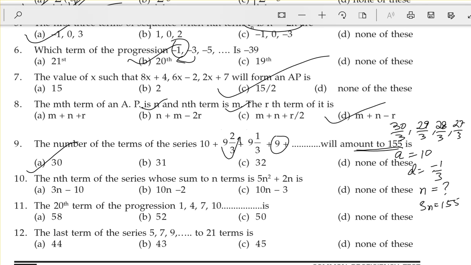Okay, the nth term of the series whose sum to n terms is 5n square plus 2n. You must remember, I taught you this in lecture, that whenever the sum of an AP is written as Pn square plus Qn, then the first term A is P plus Q, so 5 plus 2, that is 7, and D will be simply double of P, 5 2s are 10. So we have A and D already in our hand. Now it is asking for Tn, the nth term.